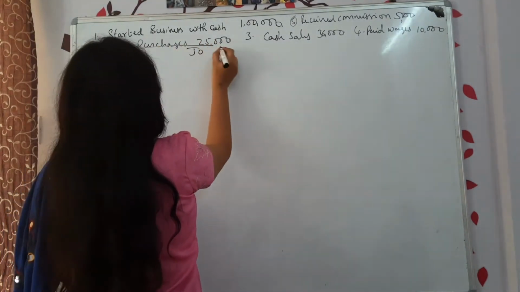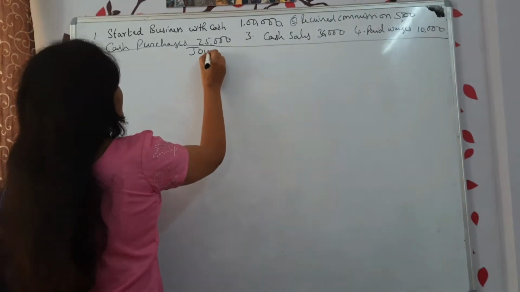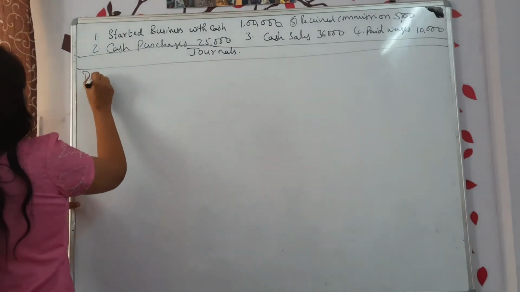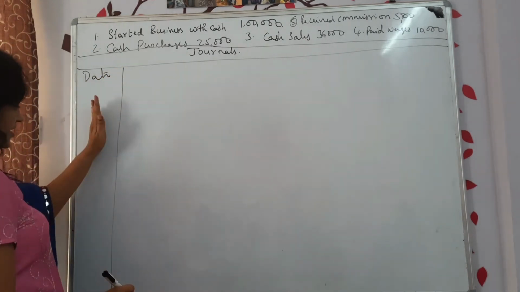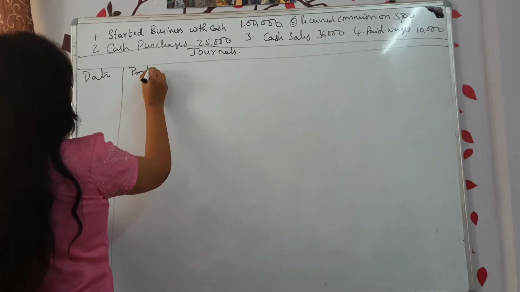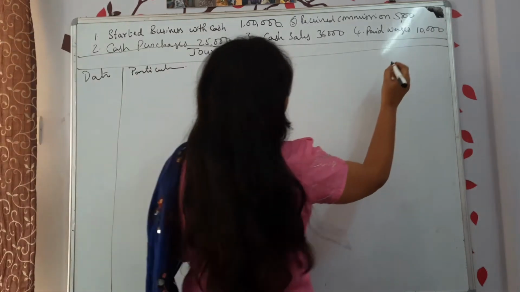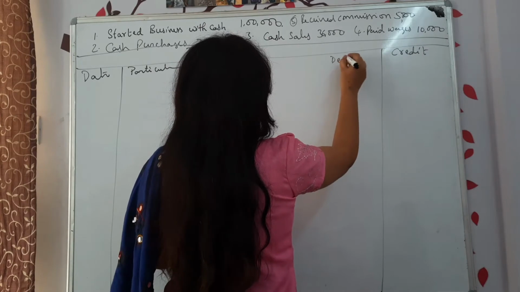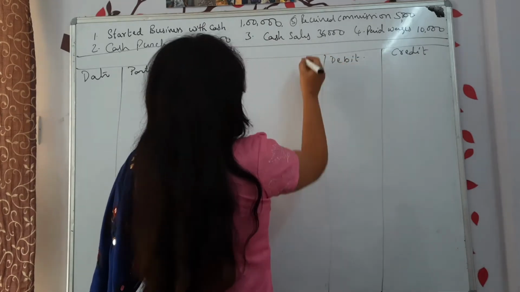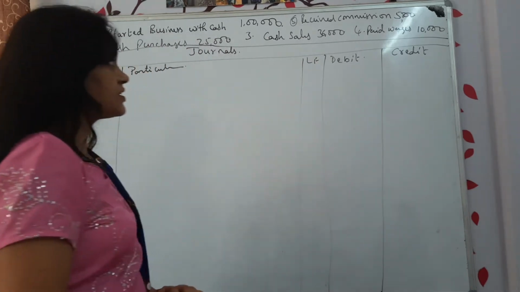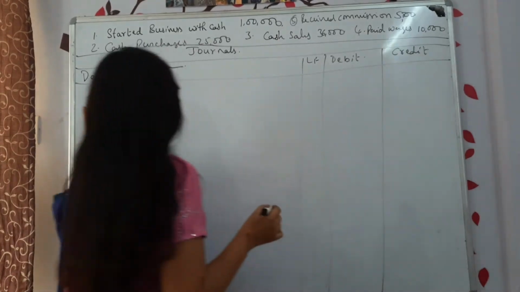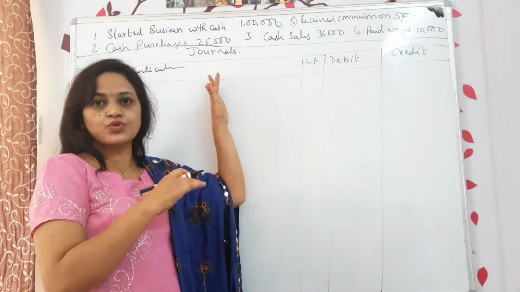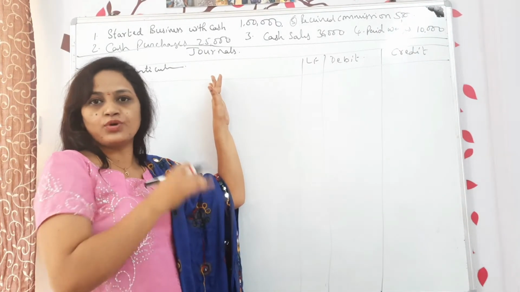In journals, we have 5 columns. First one is the date column, on which date the transaction happened, and after that you have particulars. Particulars means what the transaction was that you should know. What was the journal entry, what happened on that day that you are entering over there.